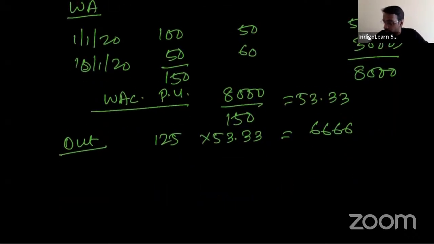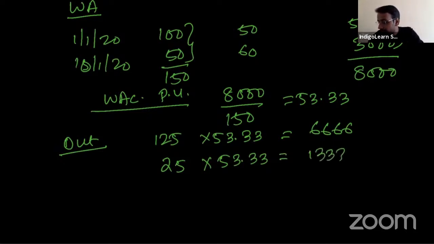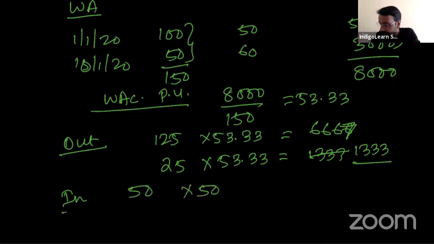Now, after we have issued 125, how much is left? Out of 150, you issued 125. So 25 is left. 25 multiplied by 53.33. That comes to 1333.25. So this I'll round off to 1333. Okay. So if we get a fresh issue, let's say we got another inward of material, which is, let us say, 50 units at 50.